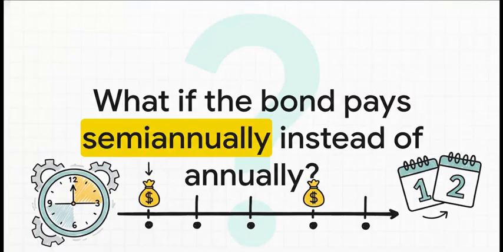So what do you do if a bond pays its coupon every 6 months? You can't use annual numbers in your math. It just won't work. Everything in your calculation has to be on the same page. So we have to start thinking in terms of 6-month periods instead of full years.